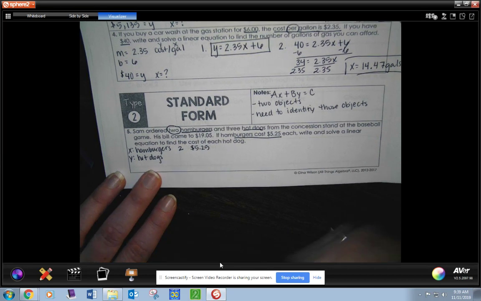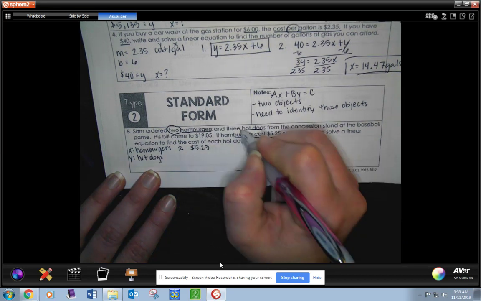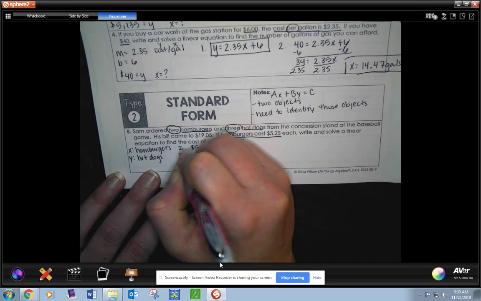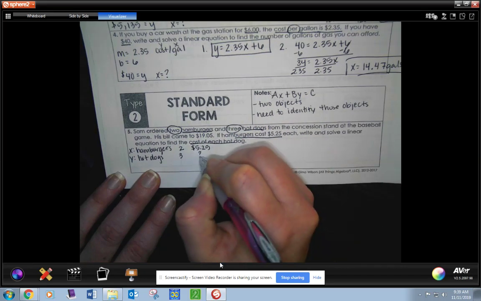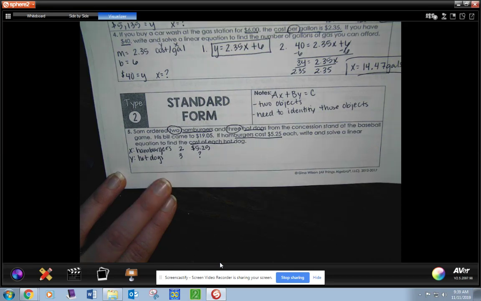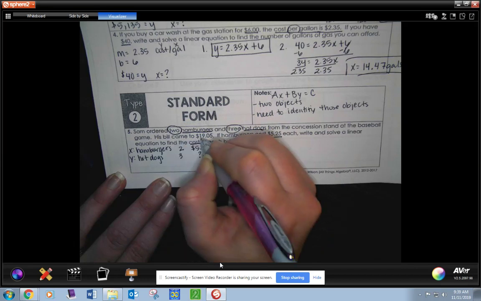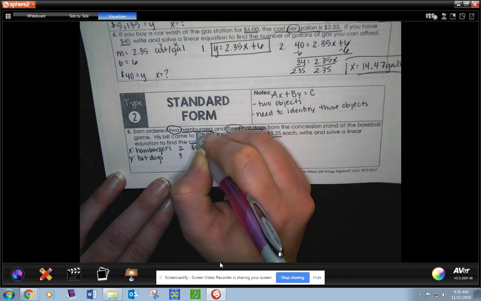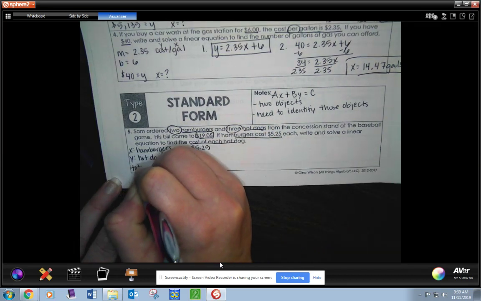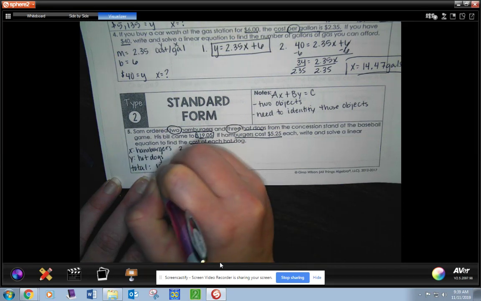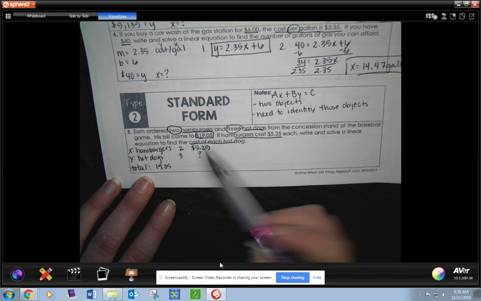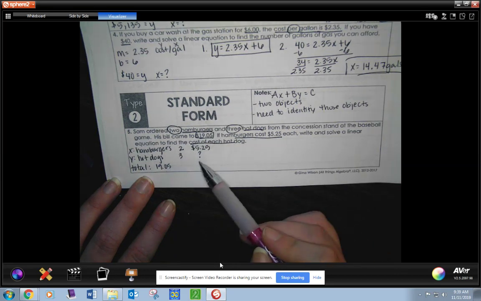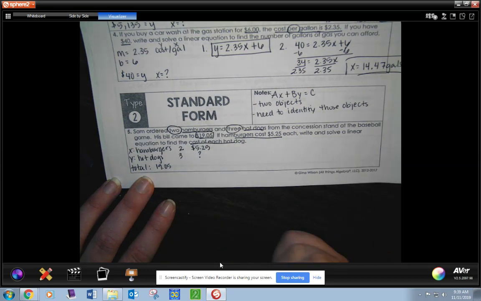So now I'm going to move to hot dogs. I know that there are 3 hot dogs. And I want to find the cost of a hot dog. So I'm going to put a question mark because I don't know that. The only other piece of information that I have is that his bill came to $19.05. Okay, that is my total. So I'm going to write total $19.05. Now, once you have all the information about hamburgers, all the information about hot dogs, and what your total is, you're ready to set up your equation.